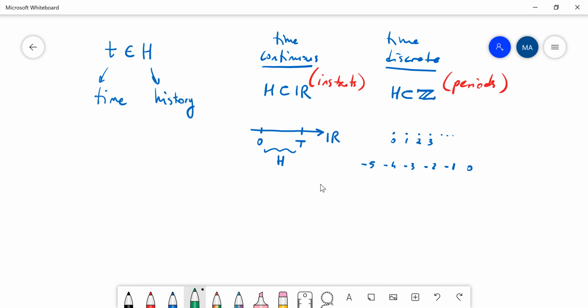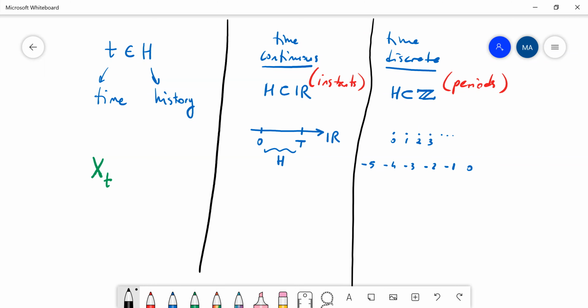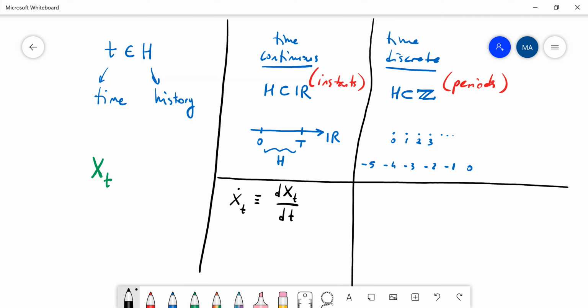Now suppose some variable x. That could be GDP, capital, labor, technology, some variable that changes in time. Most of the time, we are interested in the growth of this variable, so we want to calculate its growth rate. To do that in continuous time, let me draw the line here. First we define the time derivative, which is basically the derivative of xt with respect to time. And then the growth rate of xt is defined in the following way.